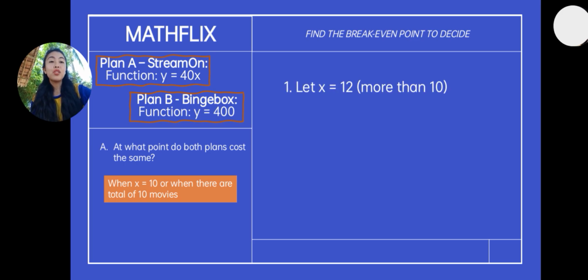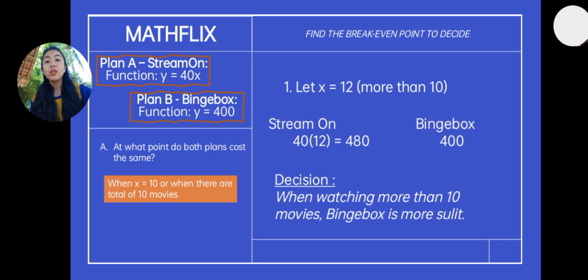Okay, let's try 12. Again, let's go over to our plan A and plan B. For plan A, or Stream On, we plug in 12 in terms of x. So 40 times 12, we have 480. But for Binge Box, it's a fixed amount, so 400. As you notice, Stream On is more expensive when x is greater than 10. And so your decision here is that when watching more than 10 movies, Binge Box is more suitable. So that's the importance of using linear functions in making decisions.